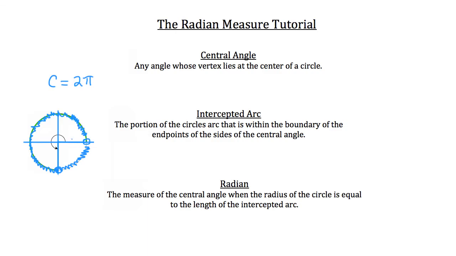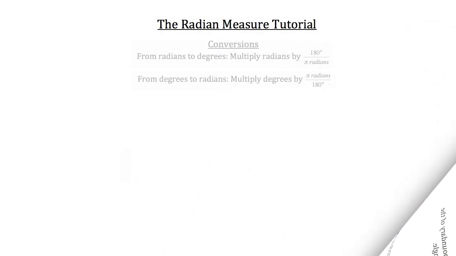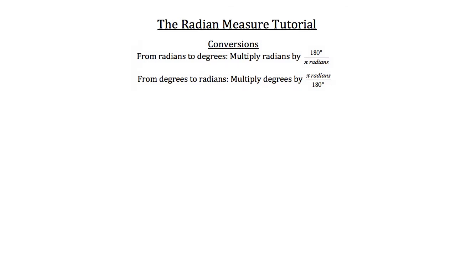So I'll teach you right now the formula to convert from degrees to radians and vice versa, from radians to degrees, so that you can see this a little bit more clearly. When converting from radians to degrees, we multiply radians by 180 degrees over pi radians. And when converting from degrees to radians, we multiply degrees by pi radians over 180 degrees.